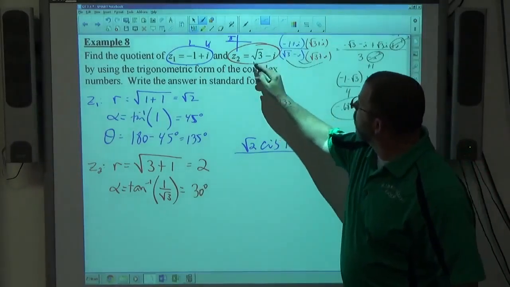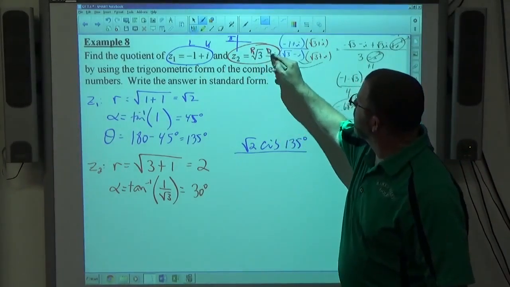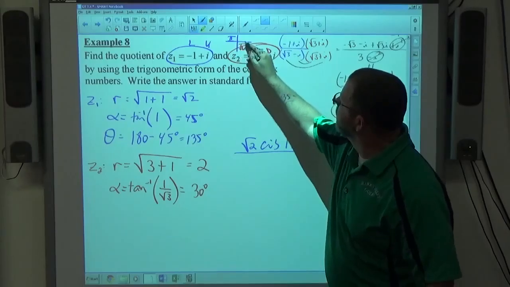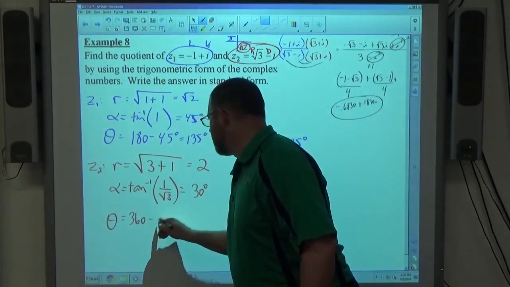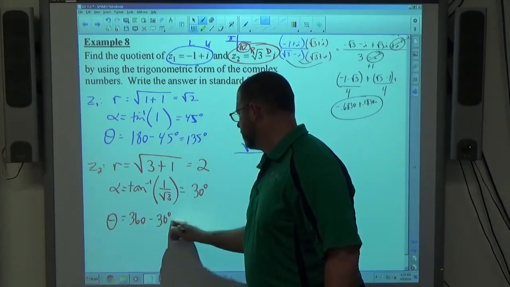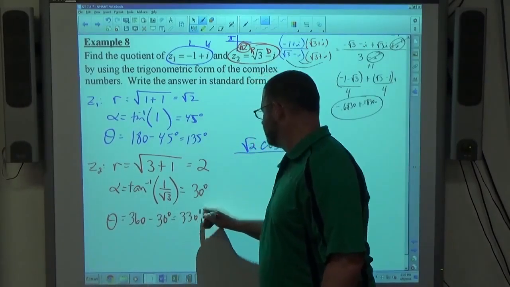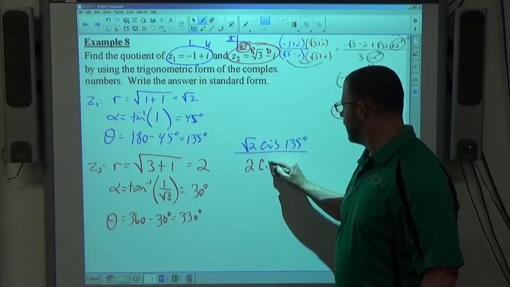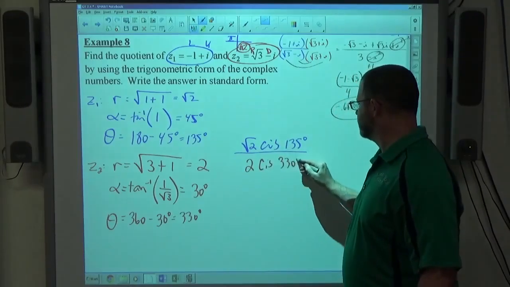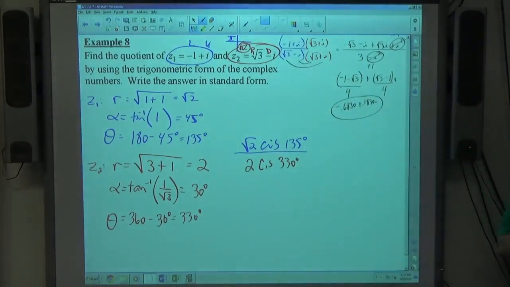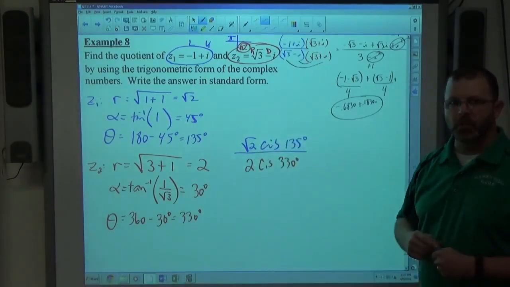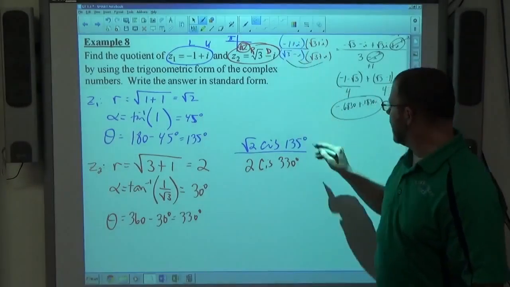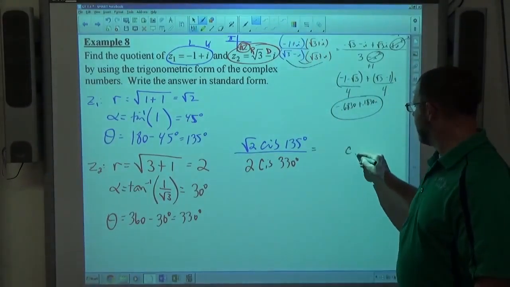And then this one I'm going right and down. That puts me in the fourth quadrant. In the fourth quadrant, theta is equal to 360 minus alpha, so 330 degrees. So 2 CIS 330 is the bottom. So again, job 1, if we're going to divide with this new technique, we want trigonometric form. Job 2 is to actually divide it out. So we're looking for something CIS something.